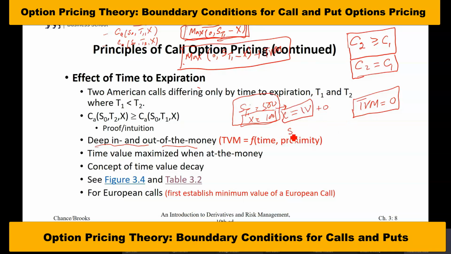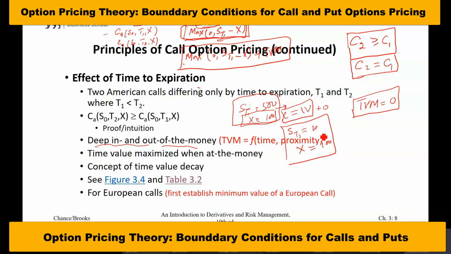If ST1 at expiration T1 is $10, and exercise price is 100, we see here that the option is deep out of the money.